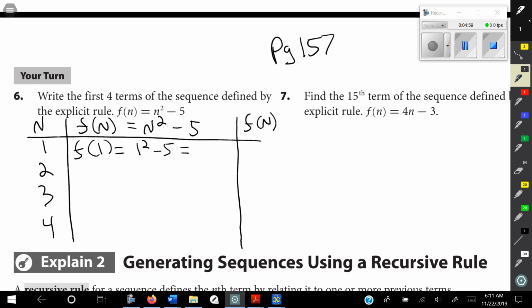Then over here, they got a different explicit rule, and they want you to find the 15th term. So what that means is you're going to have f of 15 is equal to 4 times 15 minus 3, and then see what your answer is for the 15th term. So you can pause the video and see if you can work those out right there.